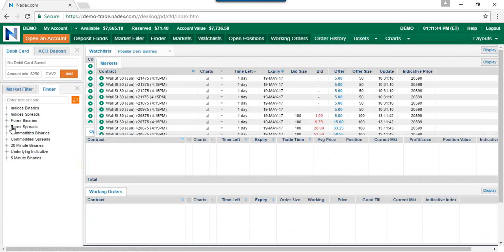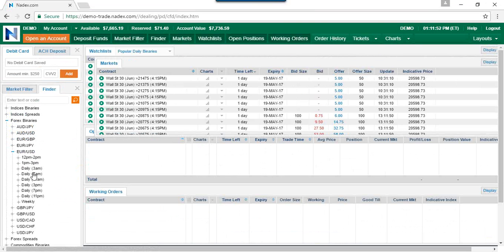But when it comes to forex binaries, let's just go to the euro dollar, for example. You have the 2-hour binaries, 12 to 2, 1 to 3. You have the weeklies that expire on Friday. But when it comes to dailies, there are multiple dailies: 3 a.m., 7 a.m., 11 a.m., 3 p.m., 7 p.m., and 11 p.m. So you've got a ton of options there.